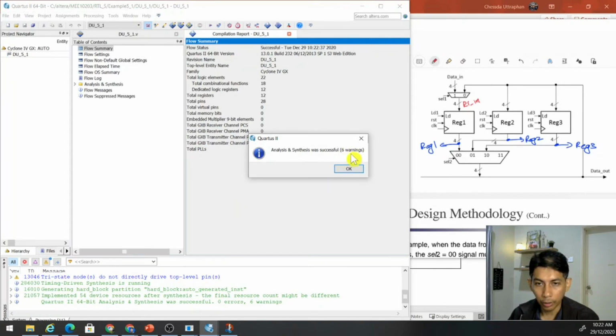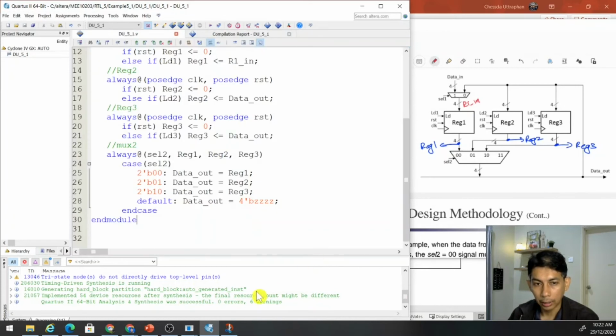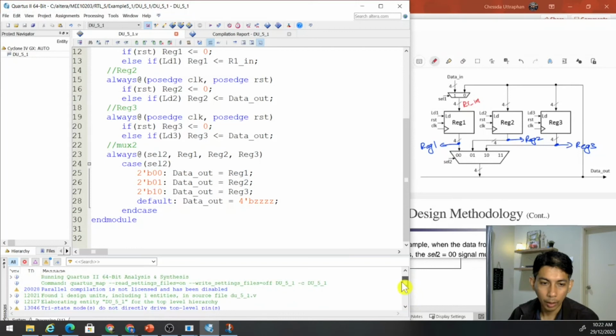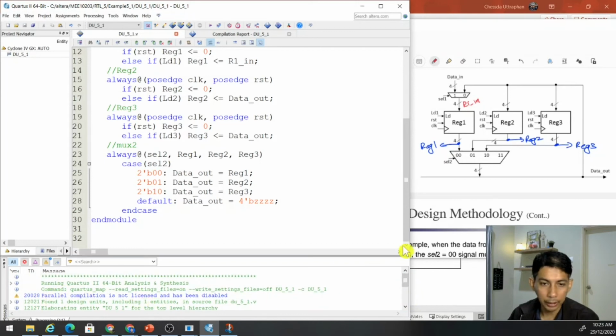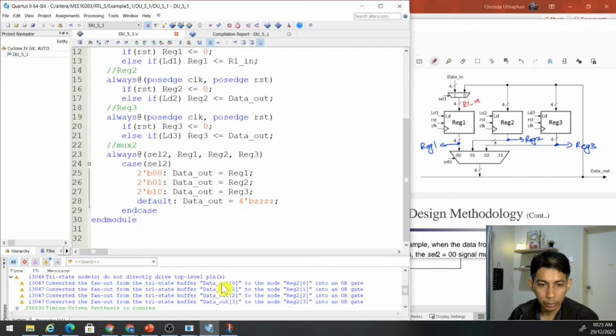And we have 6 warnings, right? So we have many warnings, so you need to have a look at them because they may give you problems later on. Although there is no error, warnings are not good. So let's look at the warnings. The first one is about the license, which should be okay and can be ignored. This one says 3-state node do not directly drive top level pin. So what is that? You can expand.